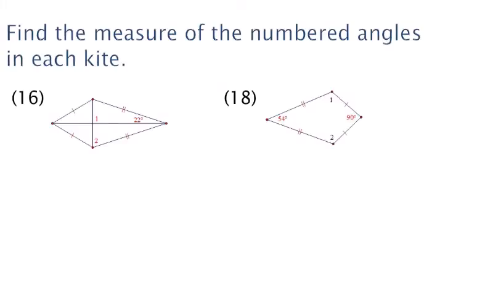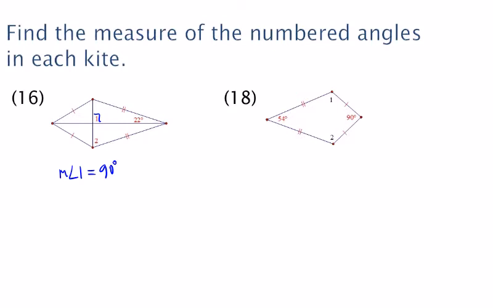All right, here's some kite examples. So find the measure of the numbered angles. For number 16, we know that the diagonals of a kite are perpendicular. So angle 1 must be 90 degrees, right? That has to be a right angle.